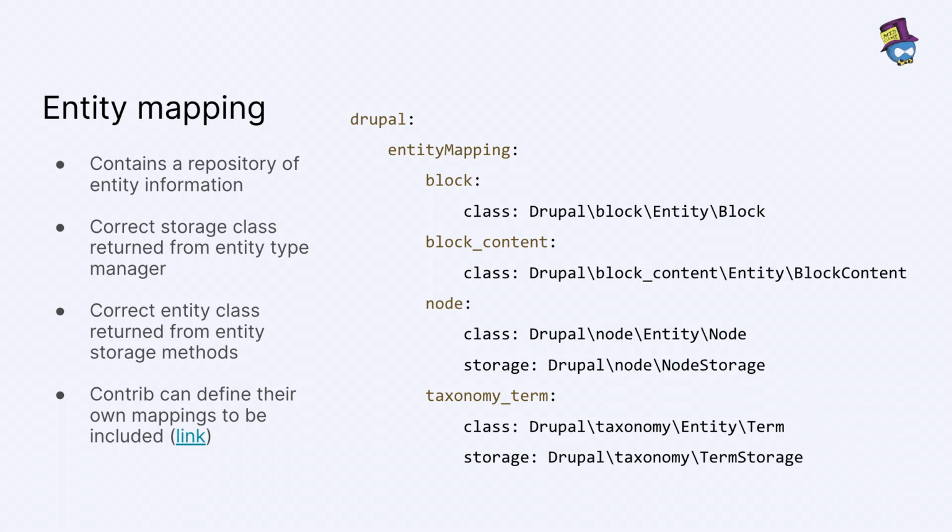No. To clarify, you can add this into your own phpstan.neon. In your phpstan.neon configuration file, under parameters, you would say drupal: entity_mapping, and then you would start adding your information in, because all this configuration gets merged together. Great question. I'm going to make sure I update the slides to show a better example of that. So if you have your own custom entity types, you can add them into your phpstan.neon, and then phpstan will understand what's going on.